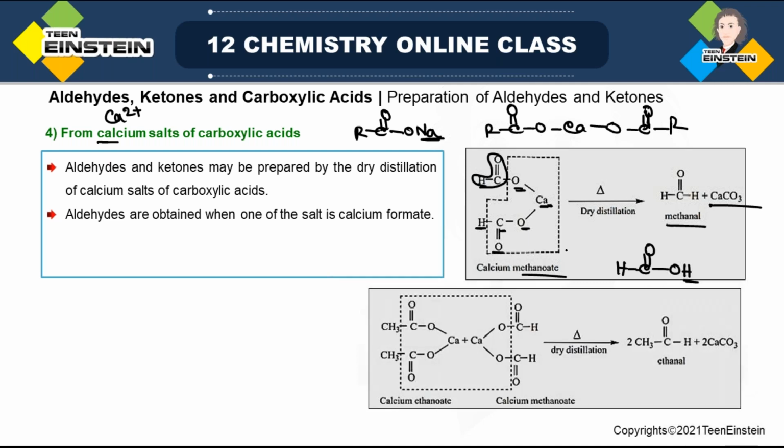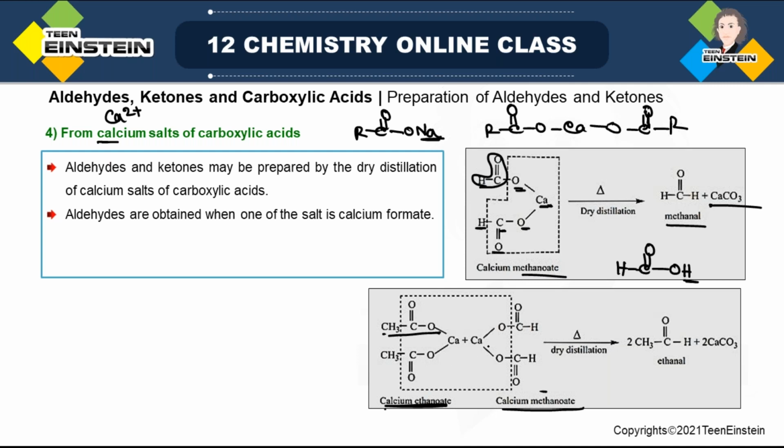You can also take 2 calcium salt. See in the next example, in the right hand side we have taken again the same molecule that you have taken in the previous case, calcium methanoate or calcium formate, but the other structure we have taken another salt which is calcium ethanoate. So as if it is, just look at this, it is CH3COH, acetic acid. Just remove the H and place C.